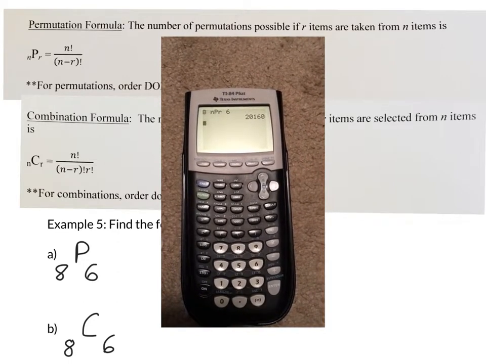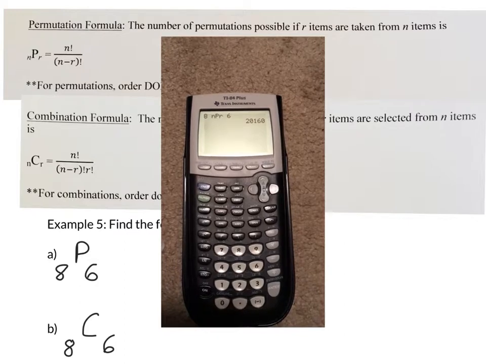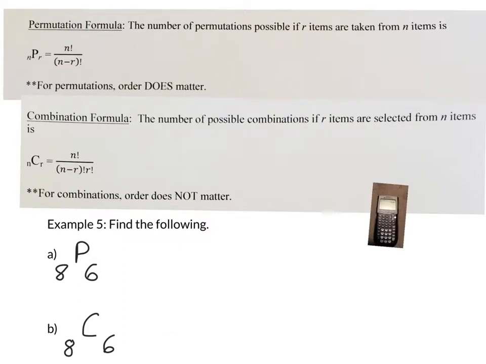It's 20,160. So I'm going to jot that down. We said 20,160.